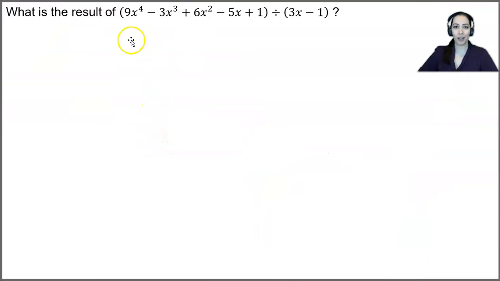What is the result of 9x to the fourth power minus 3x cubed plus 6x squared minus 5x plus 1 divided by the quantity 3x minus 1?